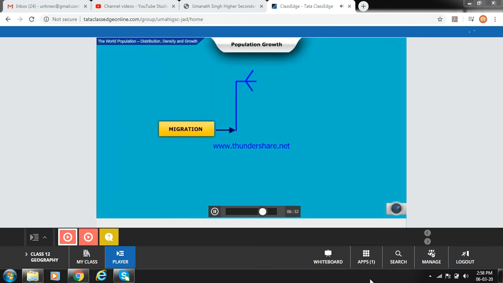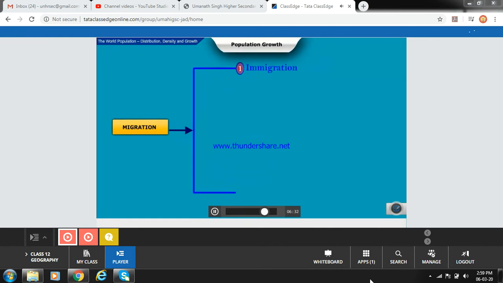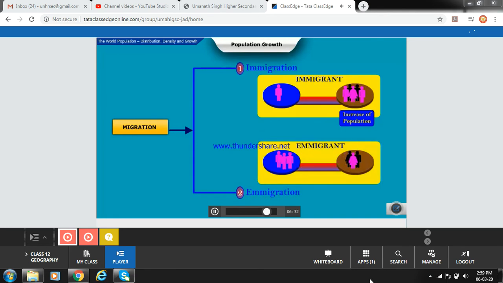Migration may be of many types. It may be permanent, temporary, or seasonal. It may take place from rural to urban, urban to rural, rural to rural, and urban to urban. Basically, migration is of 2 types. Immigration is the process in which migrants move or come into a new place. It is generally associated with increase of population. Emigration is the process associated with migrants moving out of a place, that is responsible for decrease in population of a place.